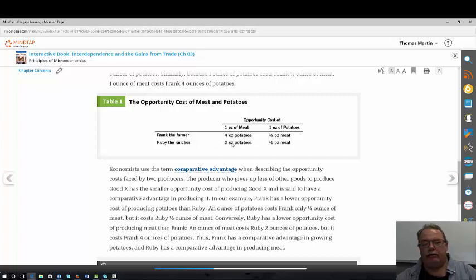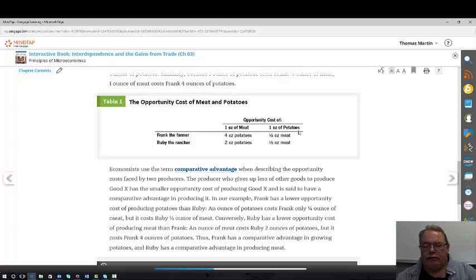Ruby the rancher, it only takes 2 ounces of potatoes to acquire 1 ounce of meat, but it takes 1/2 ounce of meat for 1 potato. So if we look at the comparative advantage, Ruby has a comparative advantage because her costs are much lower for the production of 1 ounce of meat than it is for Frank. 2 is less than 4.